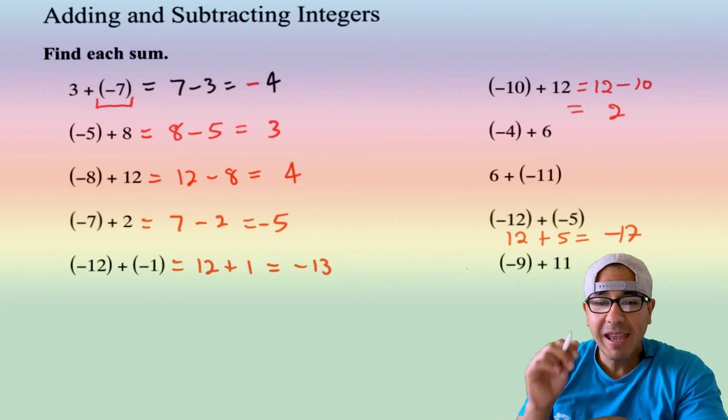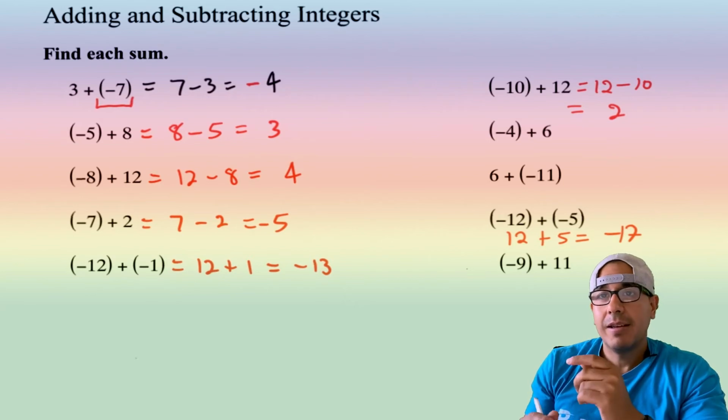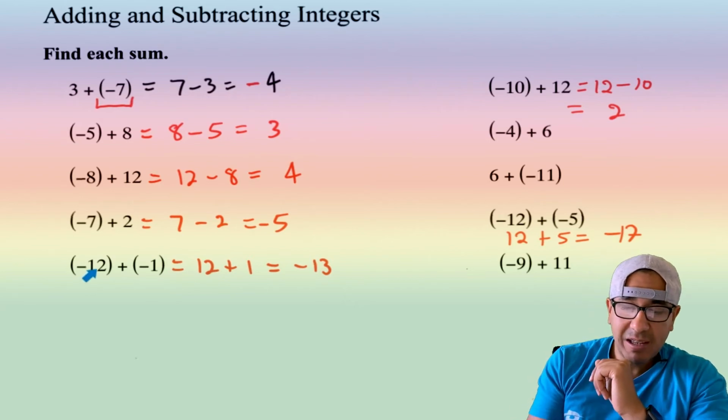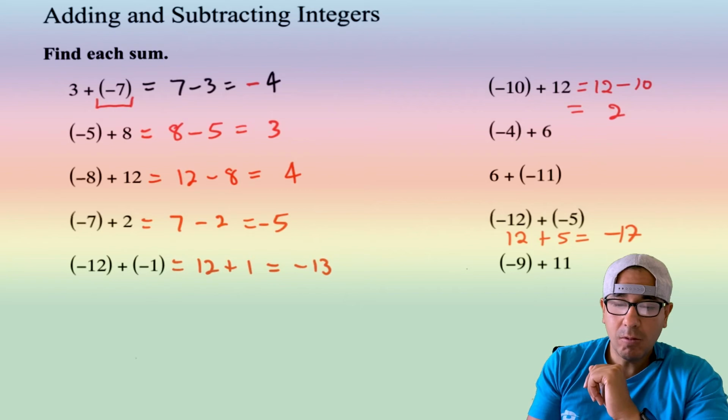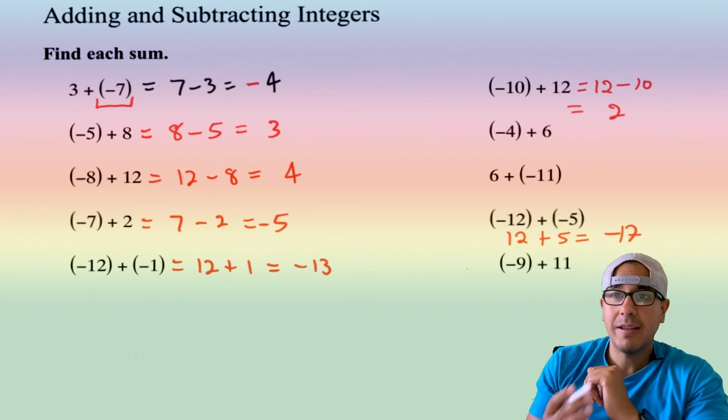So that's how we add two integers that either have the same sign or that have different signs.